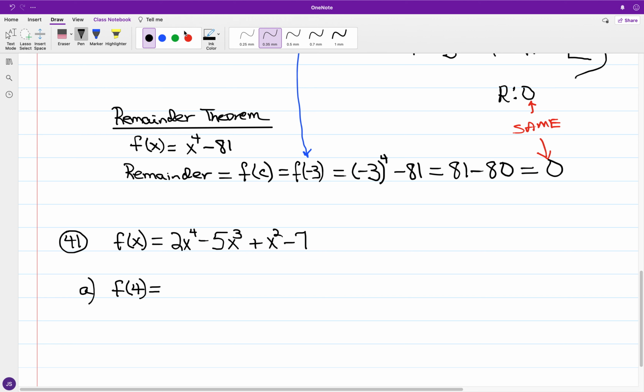Let me just mention this. The author doesn't explicitly mention this, but you have 2x to the 4th minus 5x cubed plus x squared minus 7, and this will be over x minus 4.